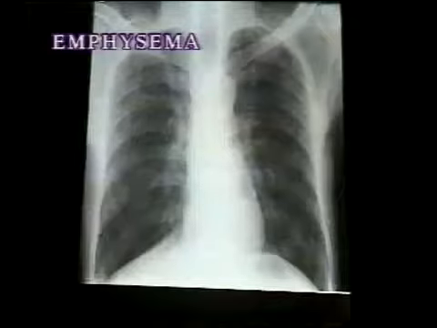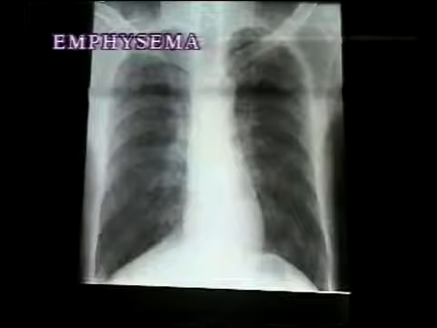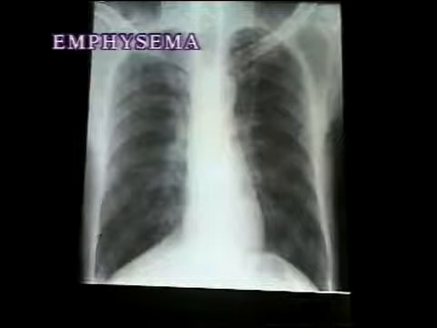Emphysema. In this X-ray of the chest, note the increased radiolucency of the lung fields. The lungs appear more translucent and dark due to an increase in the air space in emphysema.